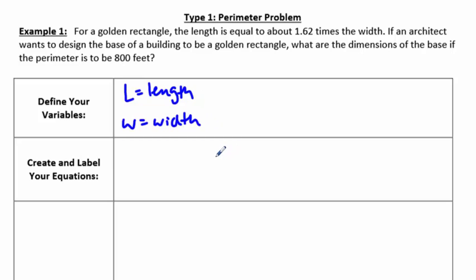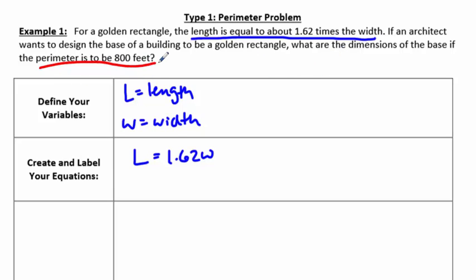Now we're going to write two equations. The first equation is going to come from the fact that the length is equal to 1.62 times the width. So L equals 1.62 W. The second equation is going to be about the fact that the perimeter is going to be 800 feet. I need to know what perimeter means to be able to figure this equation out. But I know that perimeter is 2 length plus 2 width for a rectangle. So 2L plus 2W equals 800.